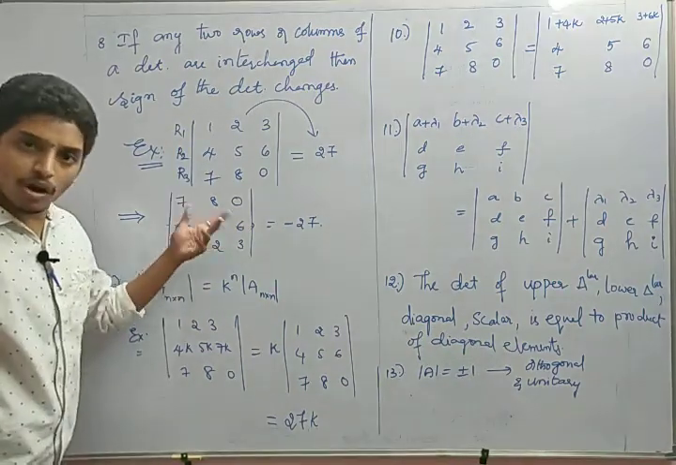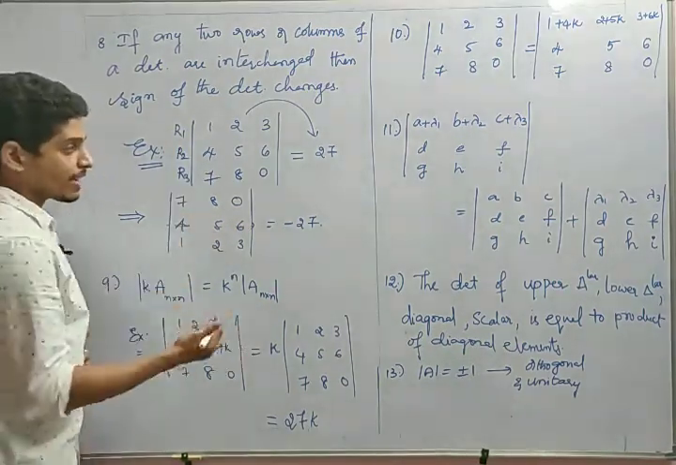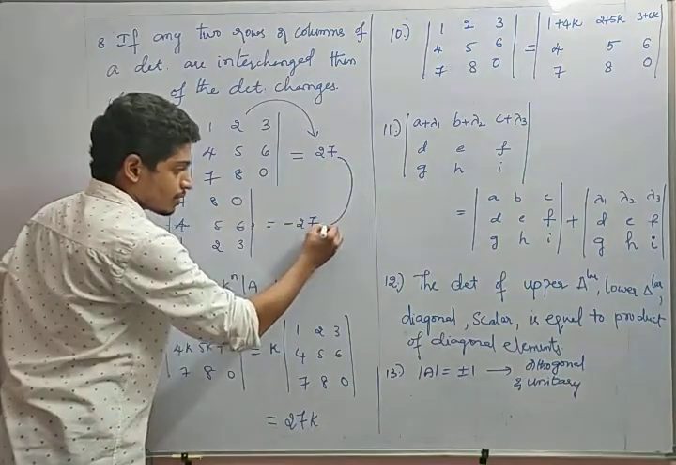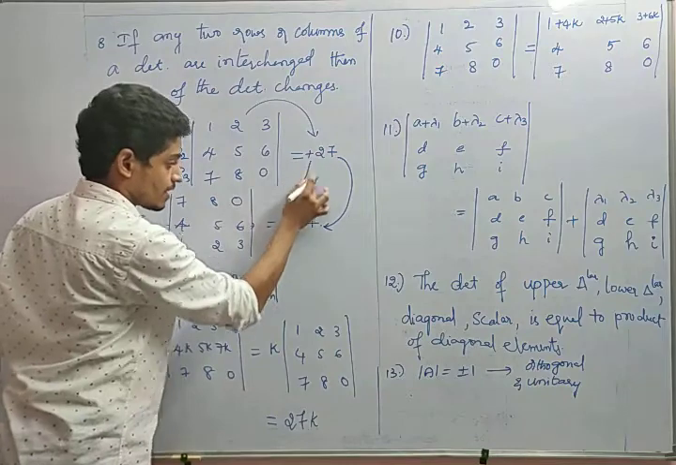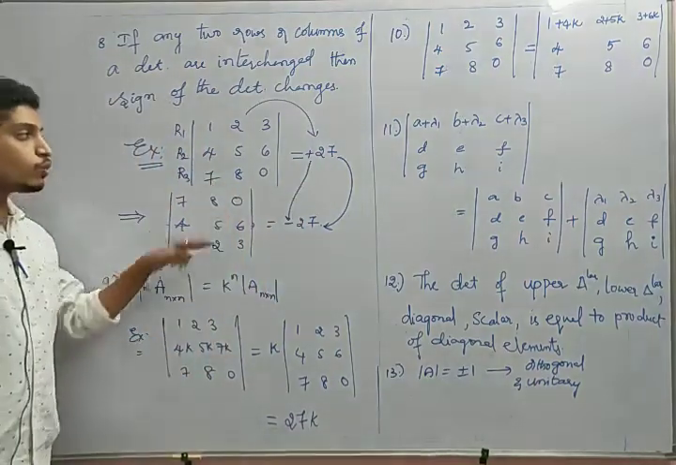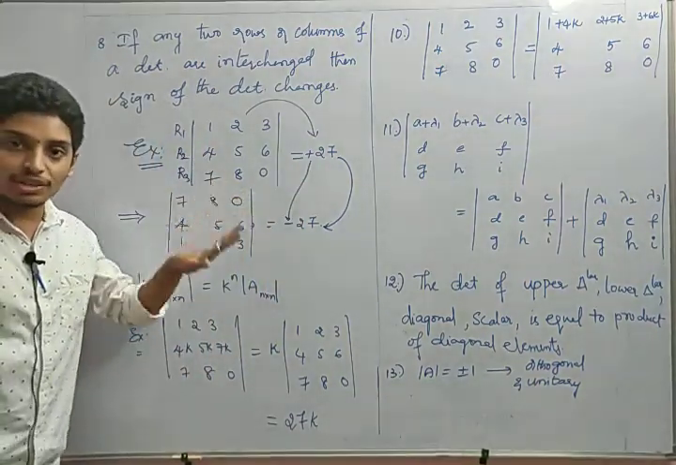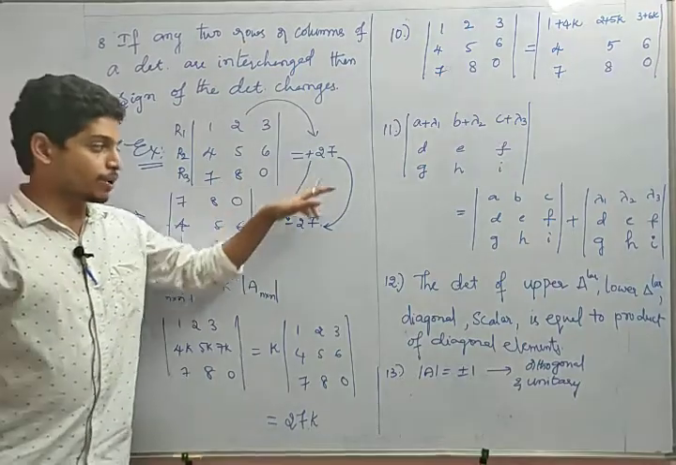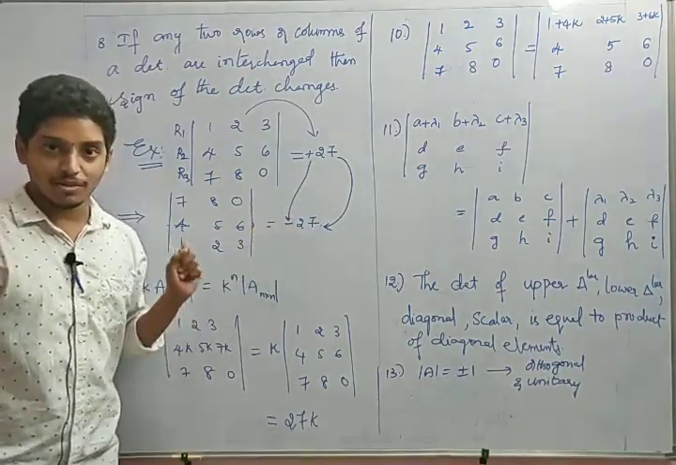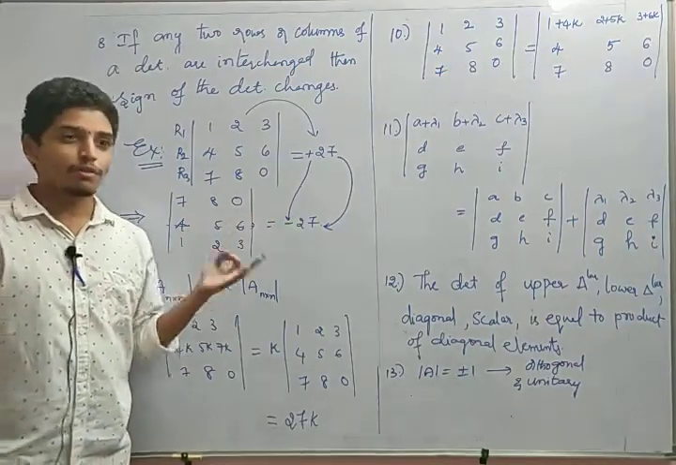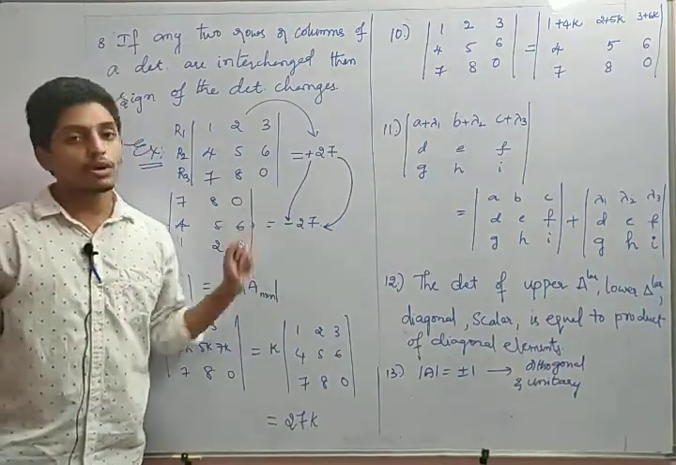Not only rows, columns also. If we do so, what we will get? The same absolute value remains, but the sign changes. Here plus is there, here minus comes. When two columns or rows are interchanged in a determinant, the absolute value remains the same, only the sign of the value changes. Okay, this is a very important property. A lot of questions are framed based on this property.